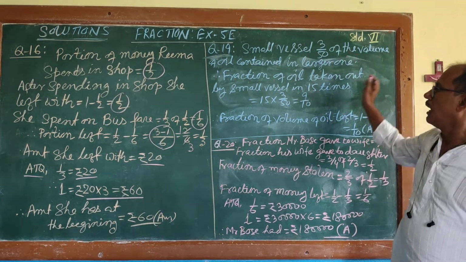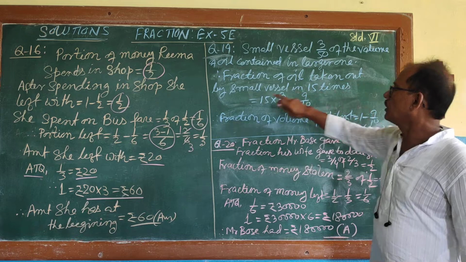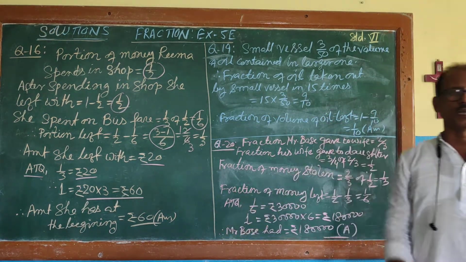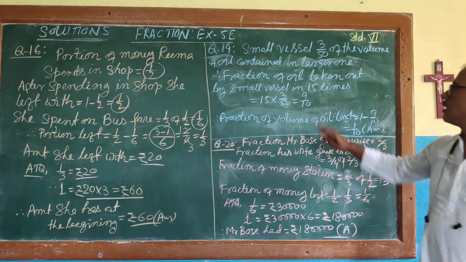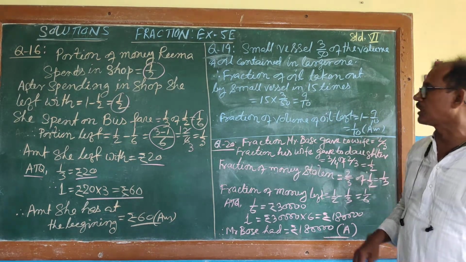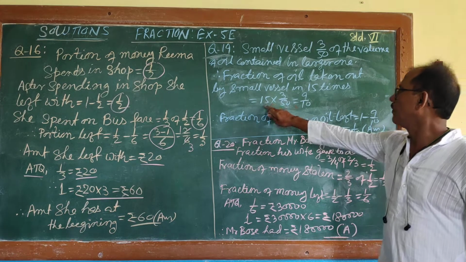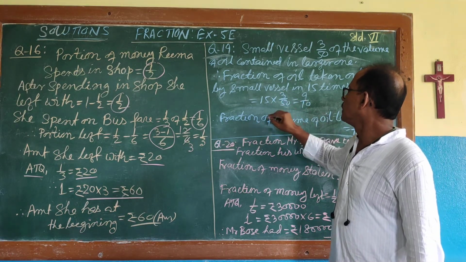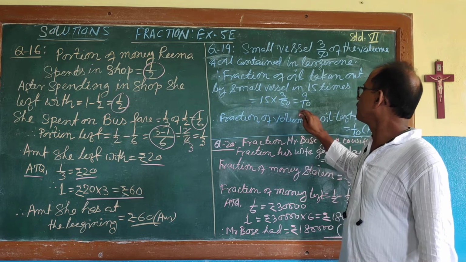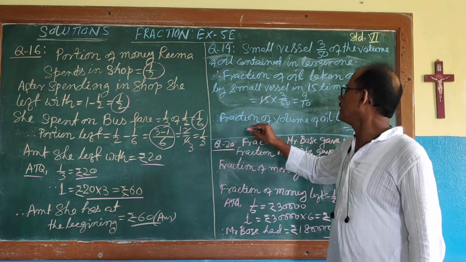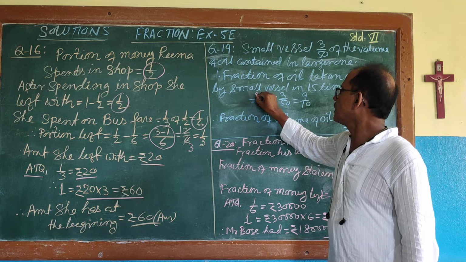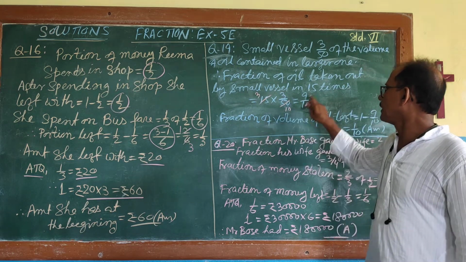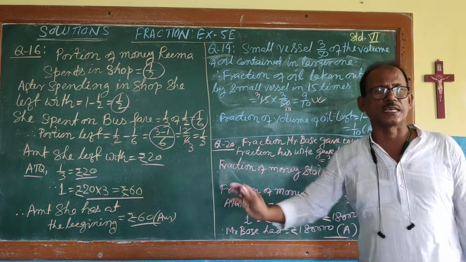Could you understand? The fraction of oil taken out by the small vessel in 15 times, because 15 times it could take out the oil. So in 15 times, how much capacity of oil is taken out? 15 into 3 by 50. 15 into 3 by 50 will be 9 by 10. How? See, 15 can cancel: 5 3s and 5 10s. So 3 into 3 is 9 by 10. 9 by 10 of the oil is taken out.